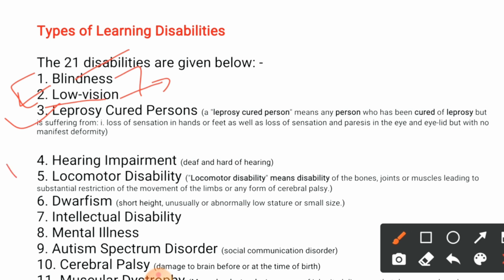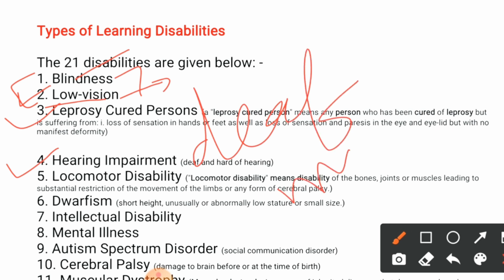The fourth one is hearing impairment. When we are talking about hearing impairment, we are talking about children who are not able to hear. Some of them who are not able to hear are called deaf, and one who is not able to speak and not able to hear is called deaf mute. This is the term for it. I write it for you guys here. That is called deaf mute. So hearing impairment is clear for you guys.